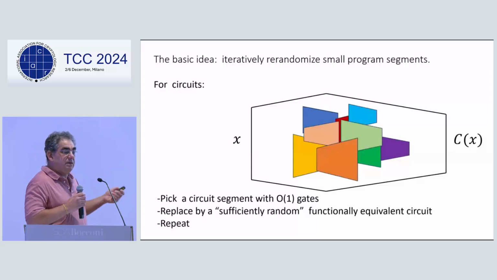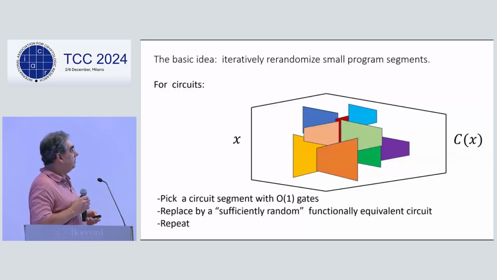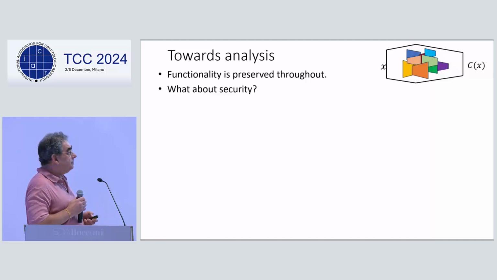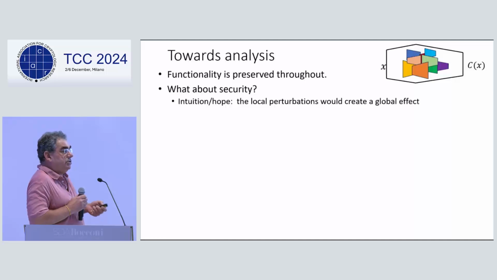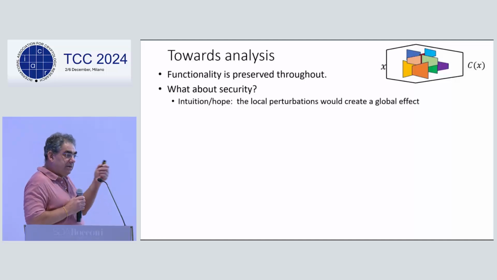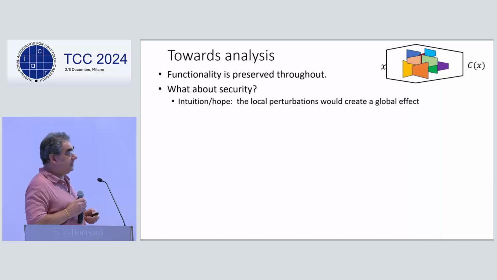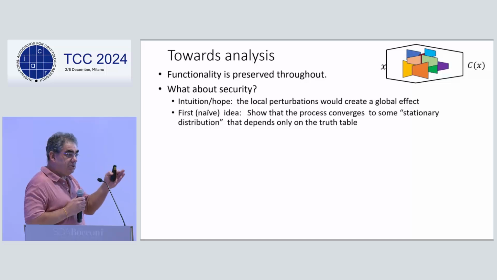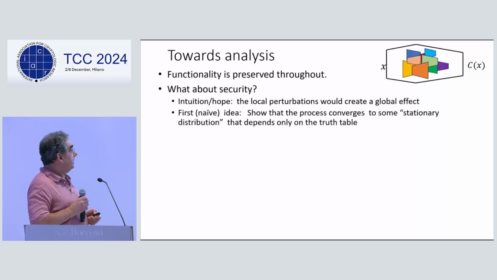And the question is, what's happening now? What do we get in the end? Clearly, the functionality is preserved, that's how we constructed it. But what about security? The intuition or the hope is that these local perturbations will create some global effect. But what will this effect be? The first naive hope would be that we show that this process converges to some stationary distribution that depends only on the truth table of the original circuit. That would be great, that would be awesome.